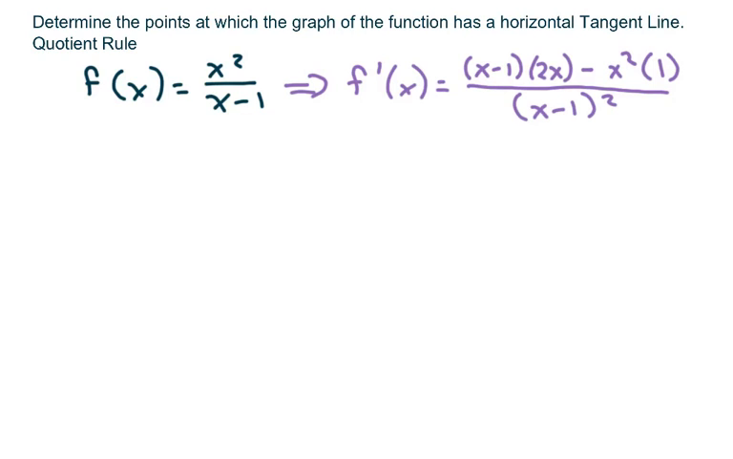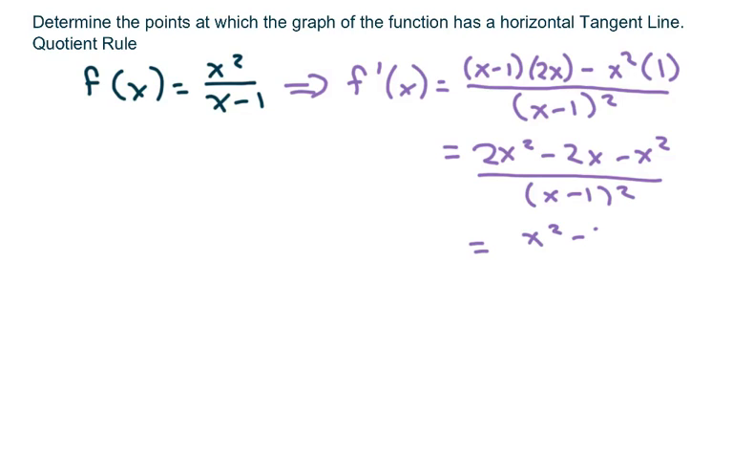So when you clean this up, you're going to get x squared minus 2x. This is 2x squared minus 2x minus x squared over x minus 1 squared. So that's going to give you x squared minus 2x over x minus 1 squared.